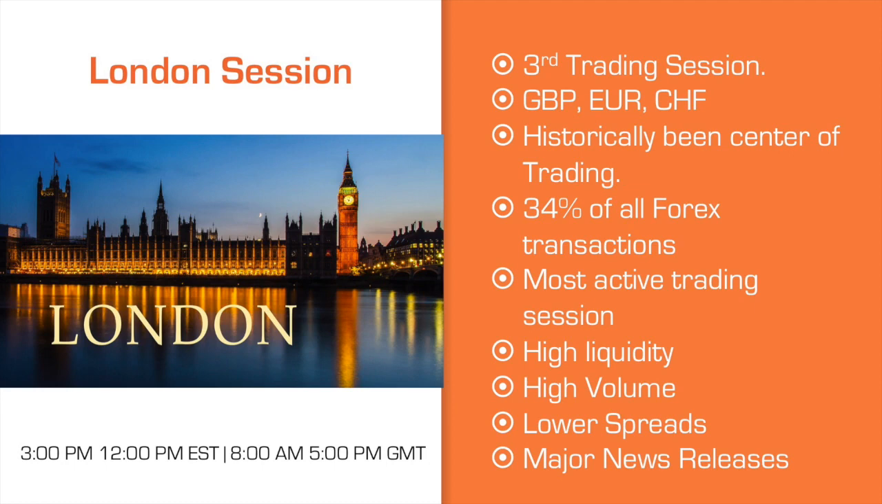Now we have the biggest trading session of all of Forex, the London session. It is the third official session in order of how they go, but it is the biggest, largest session to trade in. The pairs that are going to be affected are the pound, the euro, and the Swiss franc. Also, this has historically been the center of trading. Europe has always been the center of trading. 34% of all Forex transactions take place here. So you're going to be seeing very high liquidity, high volume trades taking place, much lower spreads. Why? Because it's not going to be very hard for your broker to arrange a trade for you.